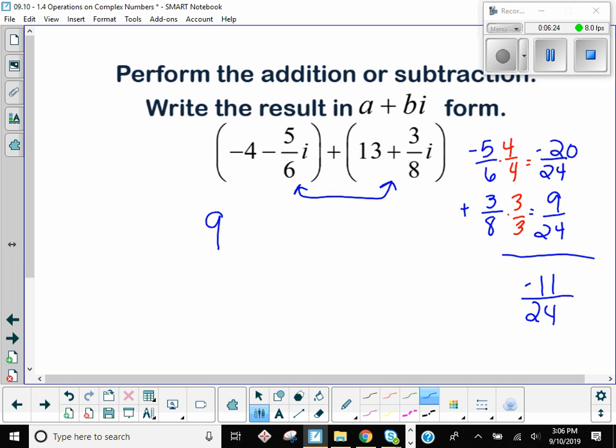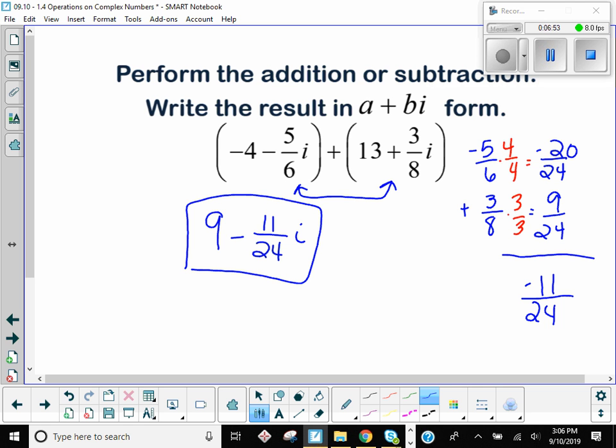Okay. So going back to our problem. What have I left out? I, absolutely. And that is in A plus BI form. A is 9. B is negative 11 over 24. So you survive decimals and you survive fractions.